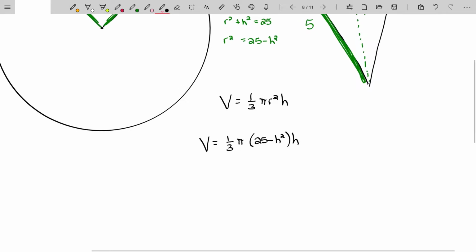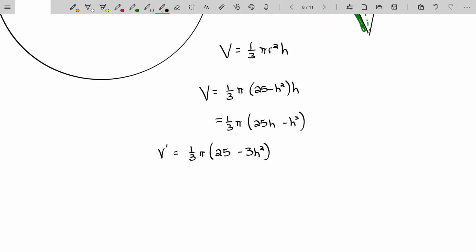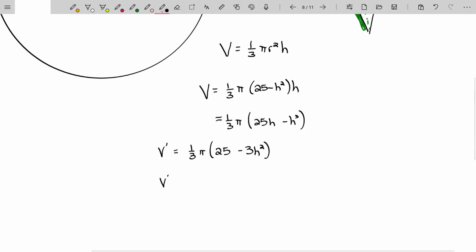And now you could find the critical numbers of this by distributing that h through and then taking its derivative, right? So v prime is equal to 1/3 pi, and then we have 25 minus 3h squared. Kind of a quick problem. And so this is equal to 0 when, let's see, h squared is equal to 25/3, or in other words, h is equal to 5 over root 3.